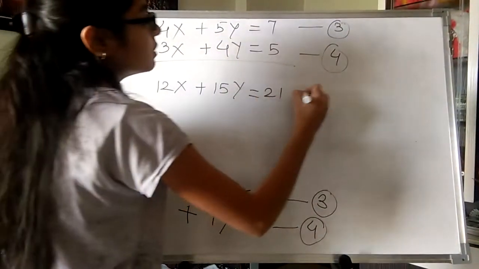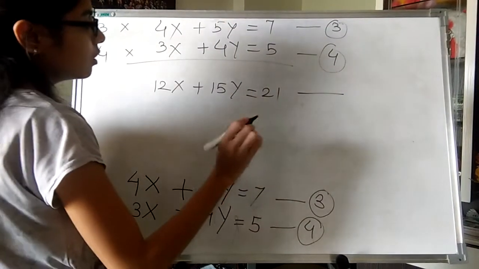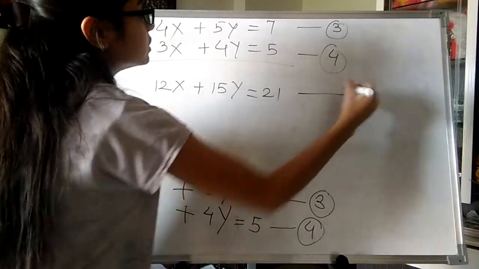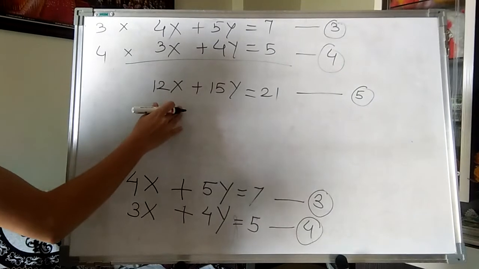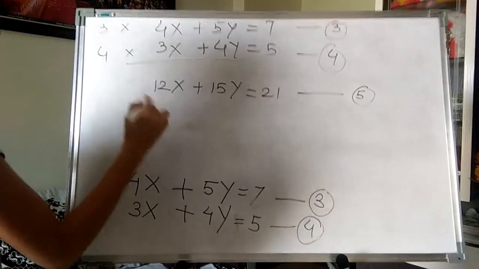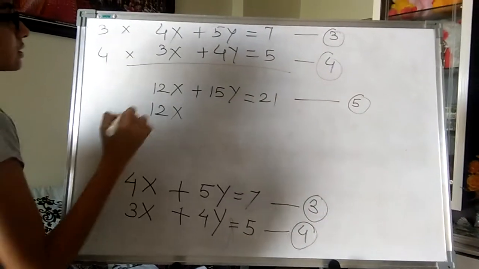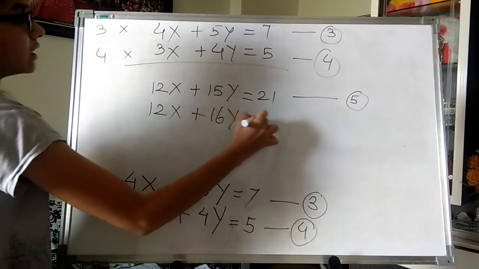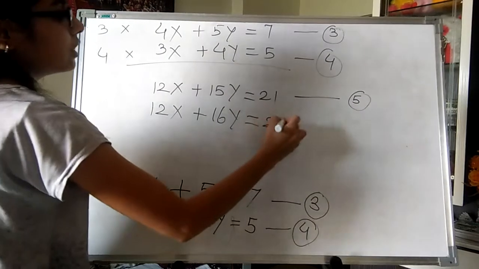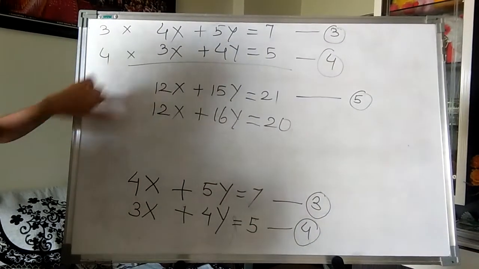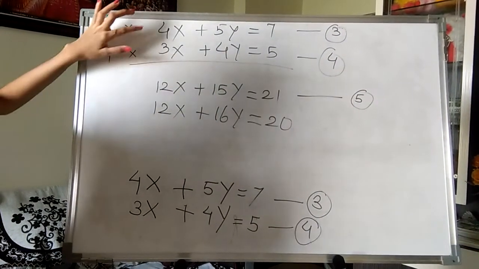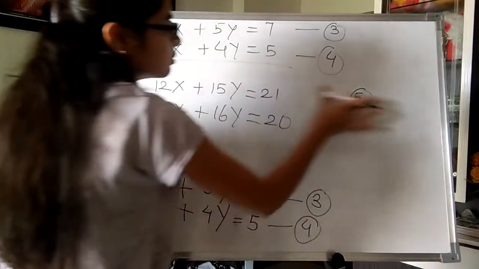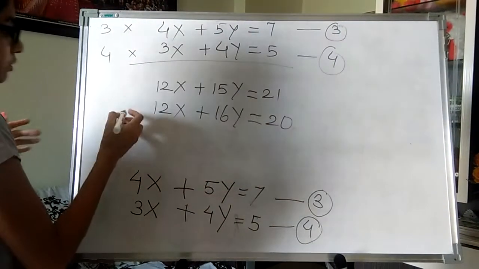Next, this will become your equation number 5. Even if you don't name this equation, no need. 4 into 3, 12x plus 4 into 4, 16y, 4 into 5, 20. Now solve these two equations. The same solution will be of this third and fourth. So no need to name this equation for me. I guess it will be okay.